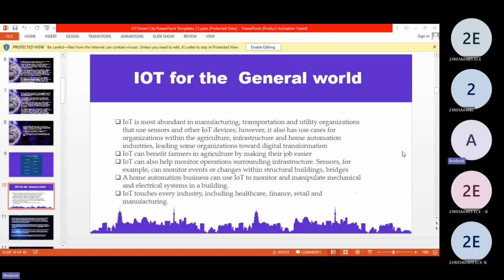Today's session is all about agriculture and industrial management. So that's it for today. Tomorrow let's discuss health, retail, finance, manufacturing, etc.